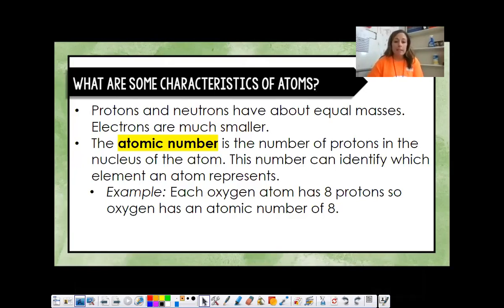The atomic number of an atom is going to be the number of protons in the nucleus of that specific atom. This number can identify what element the atom represents. So, for example, oxygen has 8 protons. So oxygen is going to have an atomic number of 8.